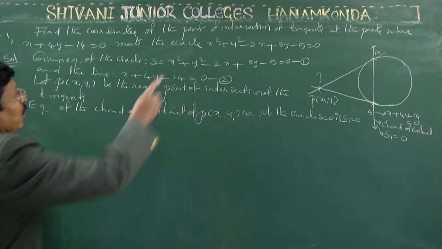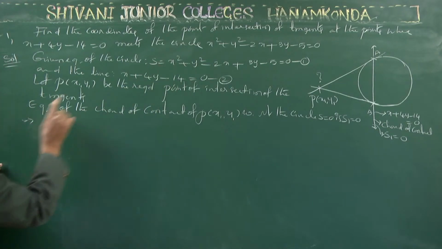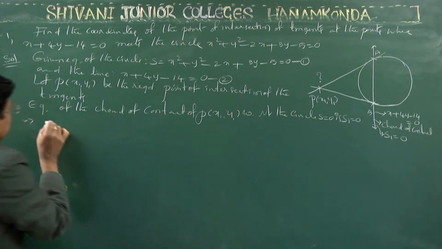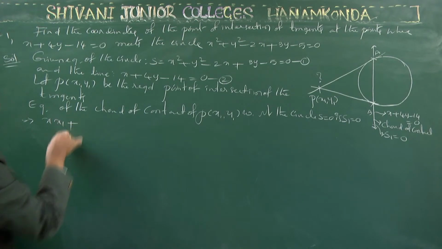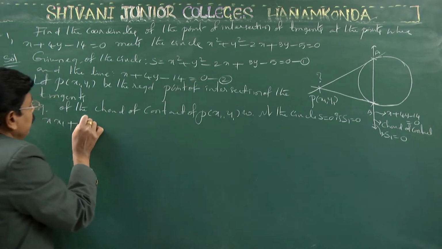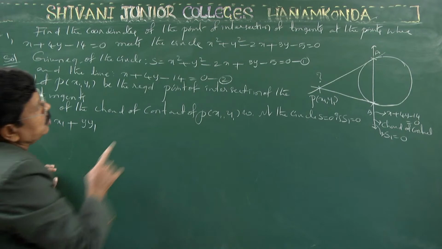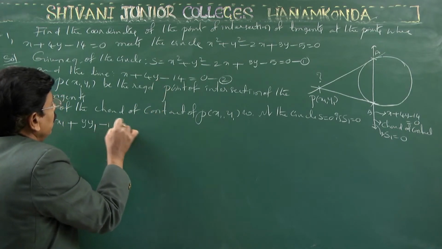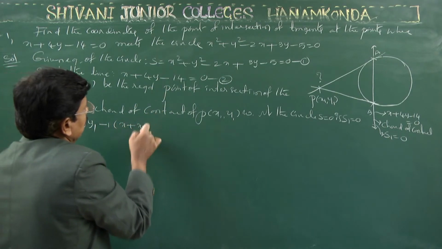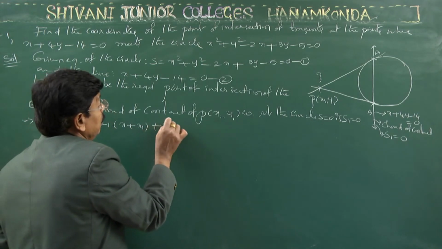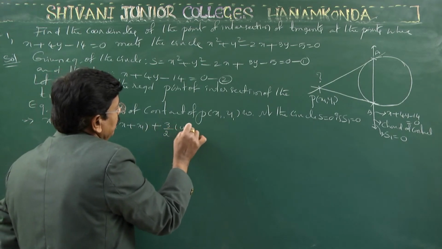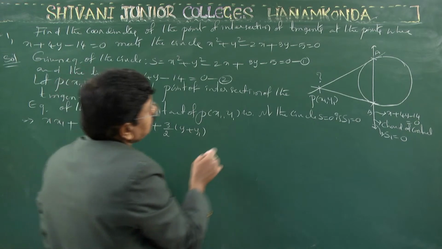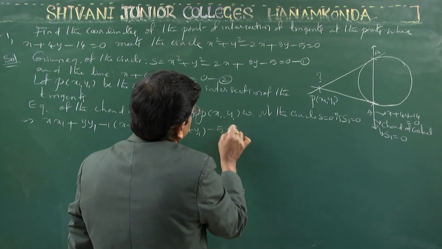What about S1? We replace x square by x x1, then y square by y y1, then minus 1 of x plus x1, plus 3 by 2 of y plus y1, minus 5 is 0.